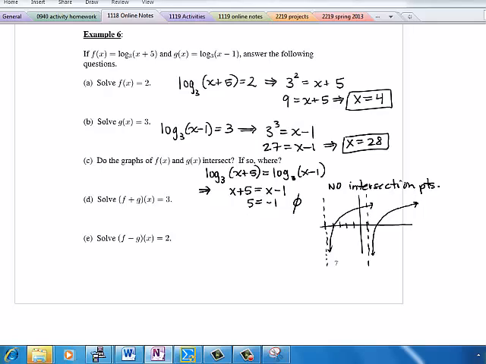So if f plus g of x is 3, f plus g of x would be log base 3 of x plus 5 plus log base 3 of x minus 1. We want to know where that's not 1, where it's 3. We could combine these two, so we'd have log base 3 of the product, which would be x squared plus 4x minus 5. And then switch to exponential form. 3 cubed is 27.